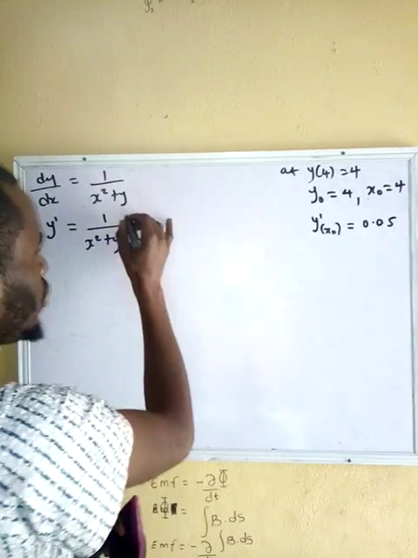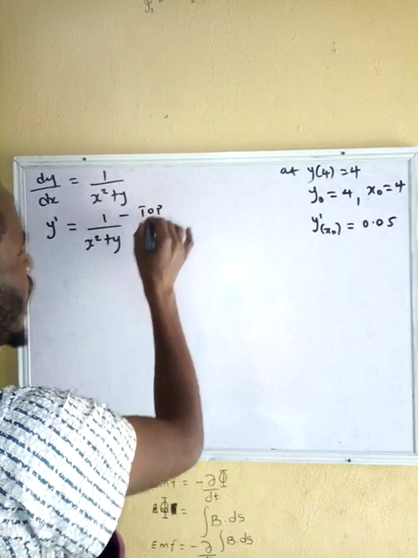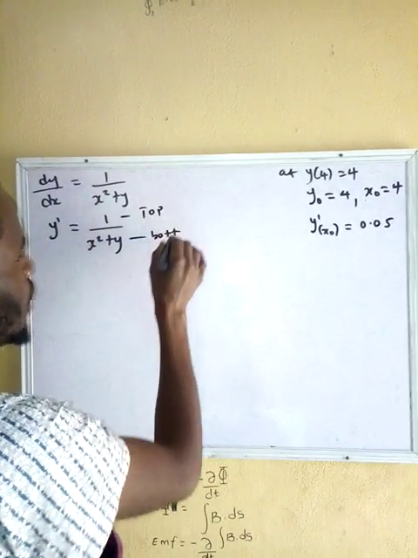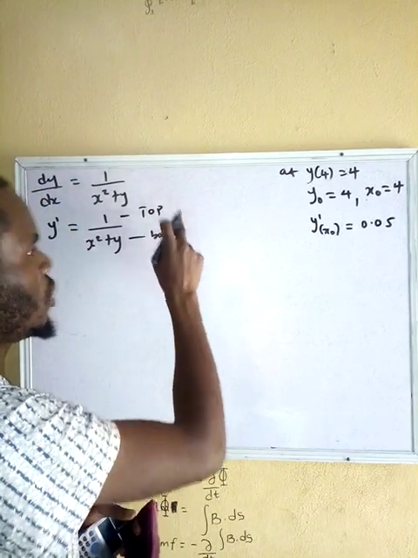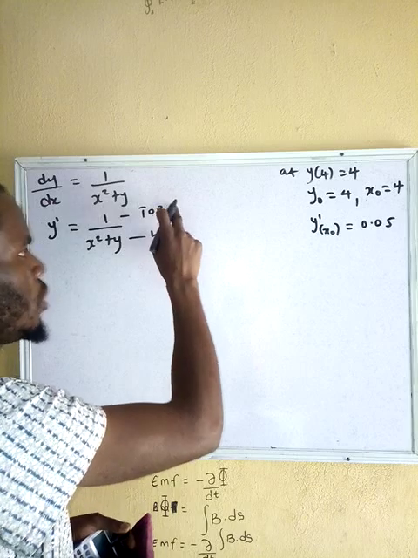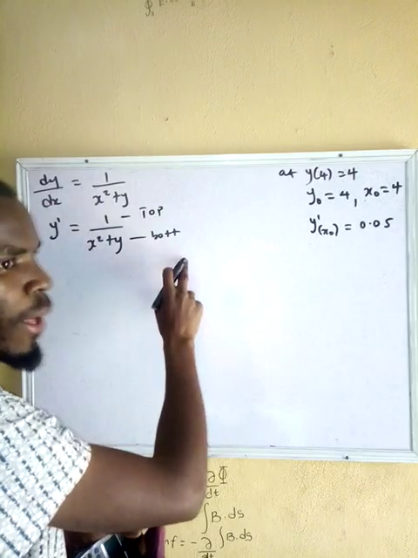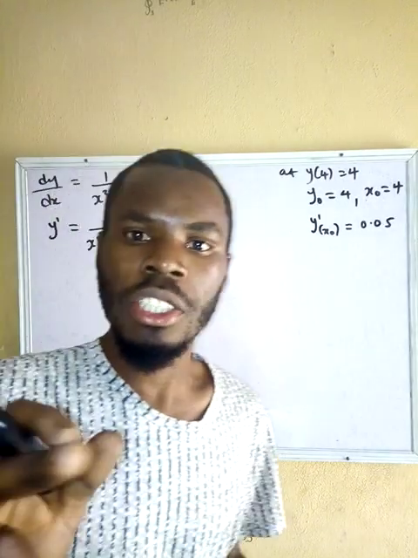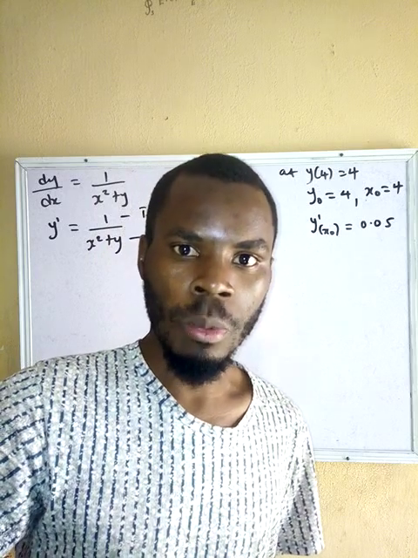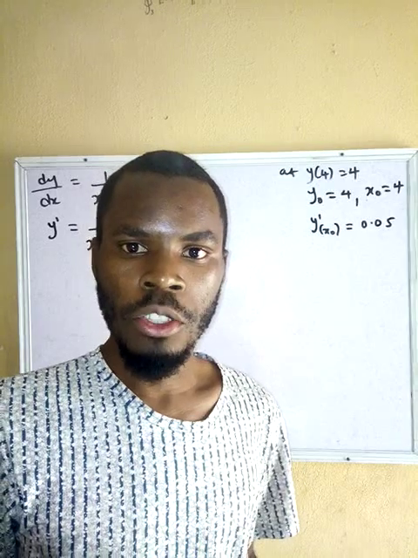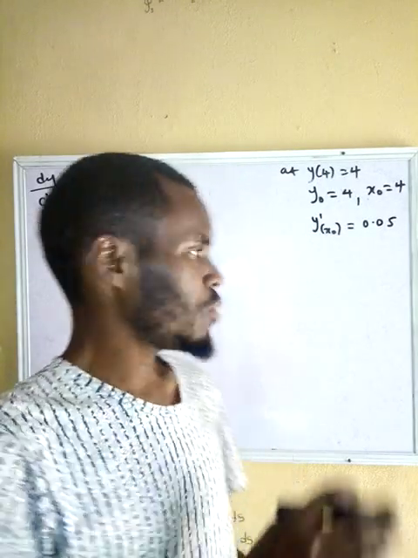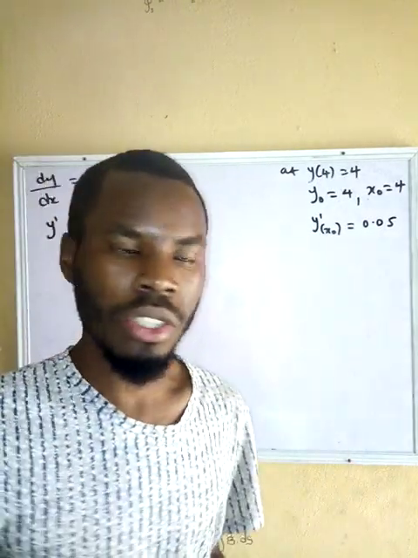So I call this top, I call this bottom. Now the formula is bottom d top minus top d bottom all over bottom squared. When I mean d top, I mean differentiate the top. When I mean d bottom, I mean differentiate the bottom. So we're going to use this technique in order to differentiate this problem implicitly.